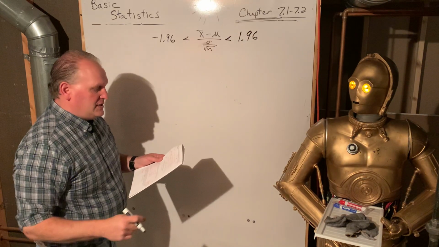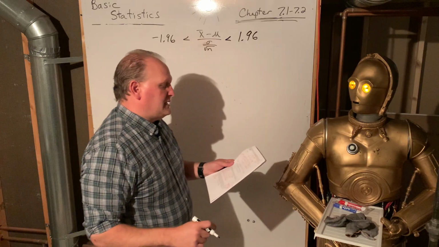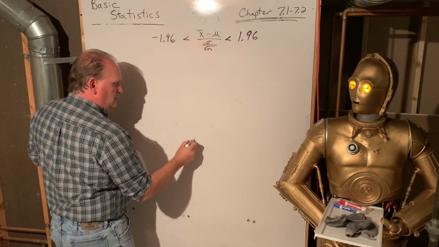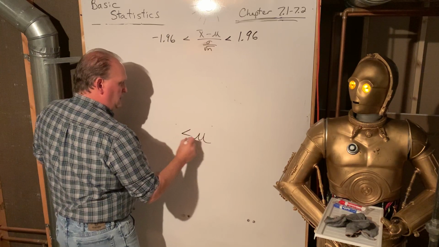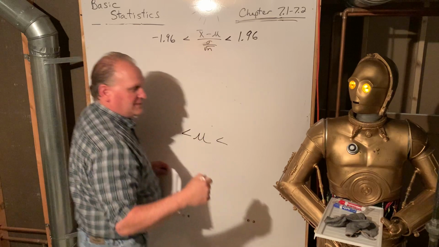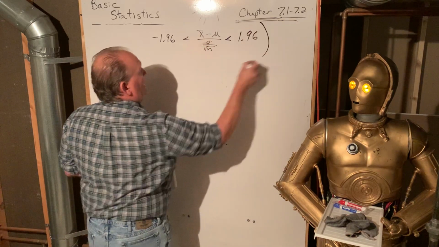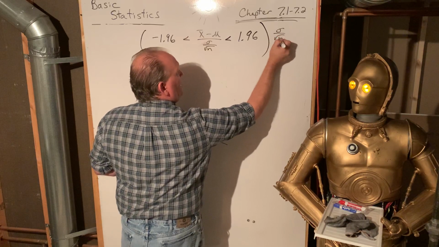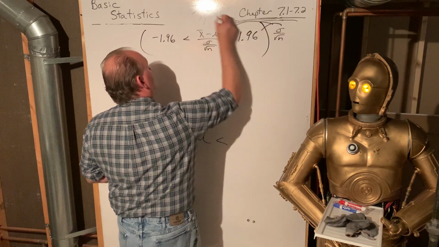And so now we just use our sweet algebra skills. What I want is just mu in the middle. This is what I'm after. So we've got a lot of stuff to do. First I would multiply everything by what it's being divided by, sigma over the square root of n. So I take it times that, times that, times that.